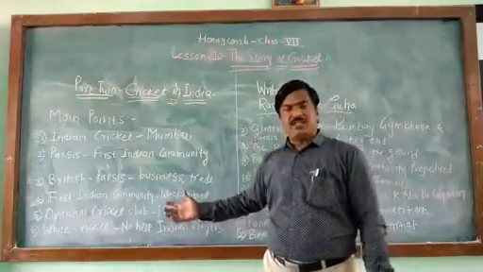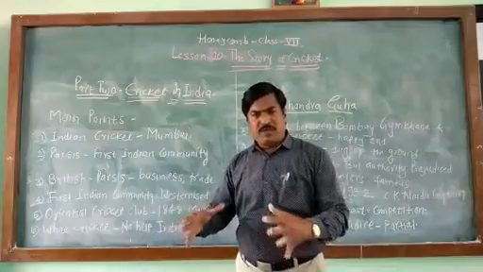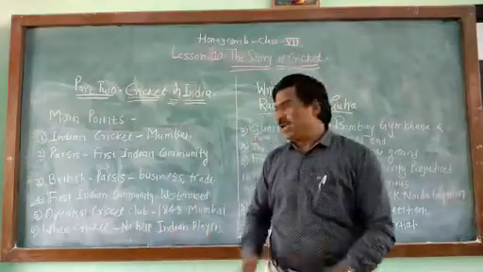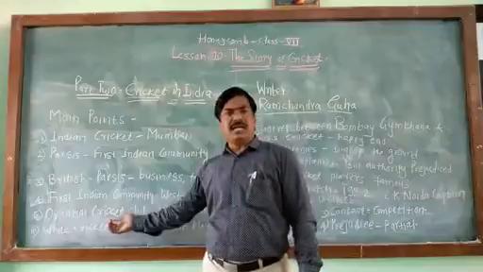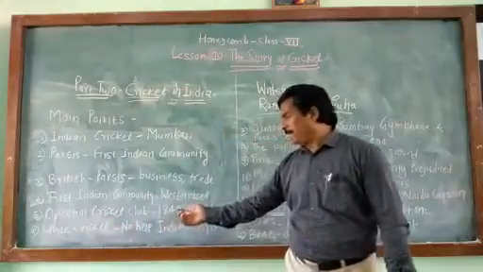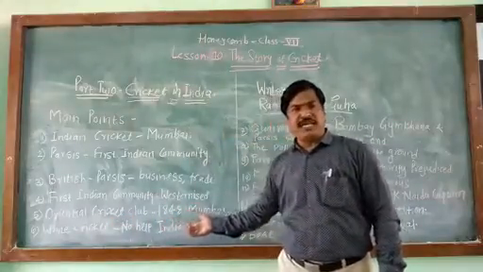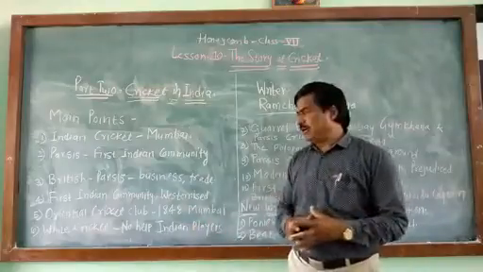So these Parsi people formed one cricket club in India. It is called Oriental Cricket Club. It was formed in 1848 in Mumbai, and they started playing cricket.